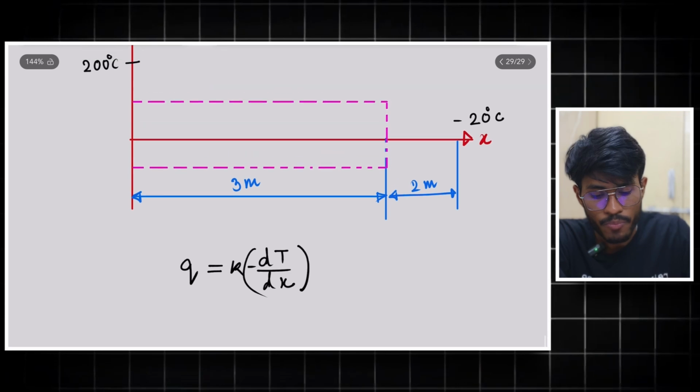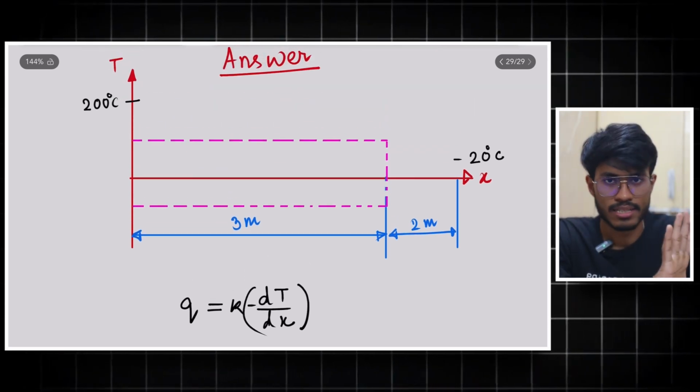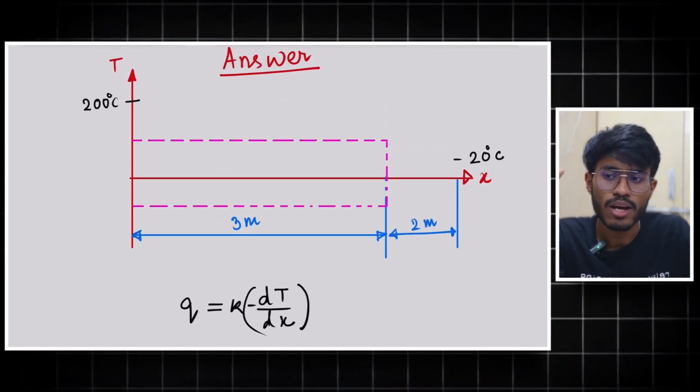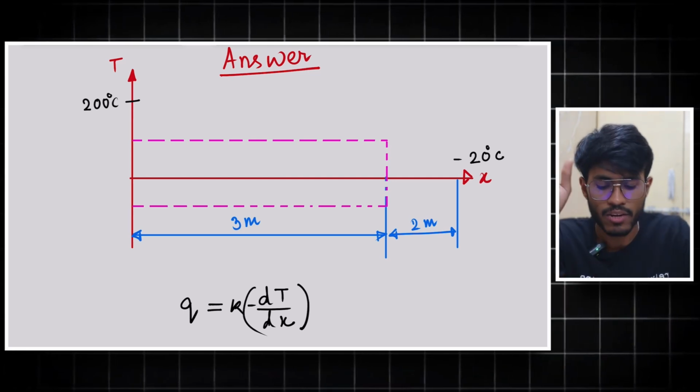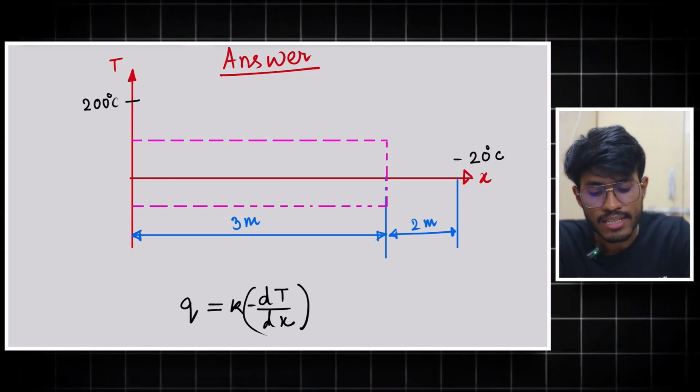Clear? So now we have to draw it at steady state. If they are not asking you to draw the time variation or any such thing, and they are saying that these things are constant.